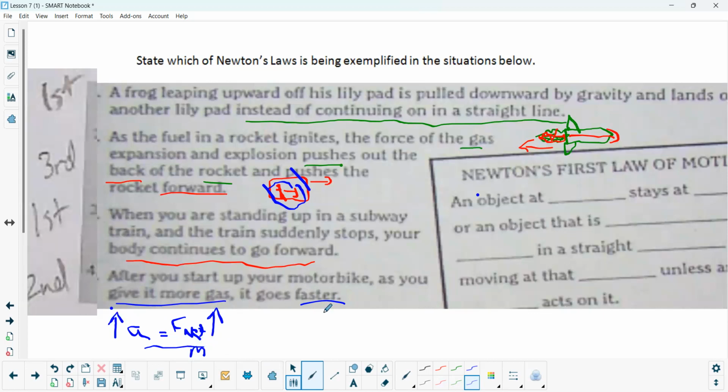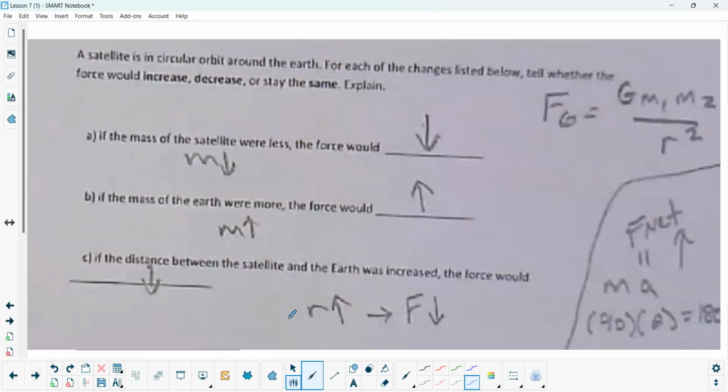So if you applied the same force to two different objects and the masses were different, they're going to have different accelerations. So if it's any relationship with F equals ma or a equals F over m, that is the second law. Okay. And you're going to have a situation where you have to pick out which law you think is the best one, or which one is being demonstrated the best.